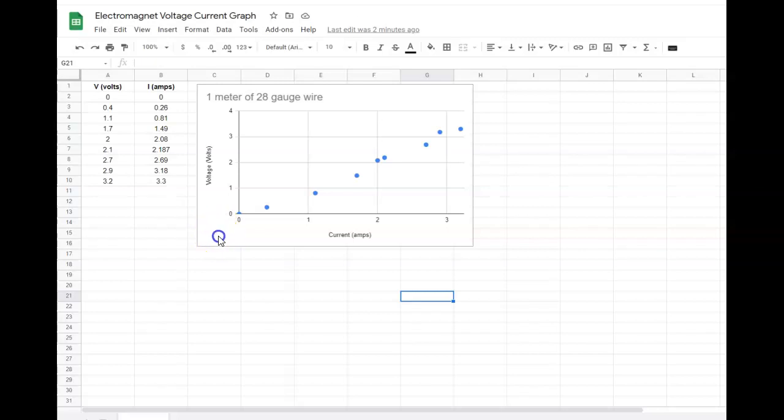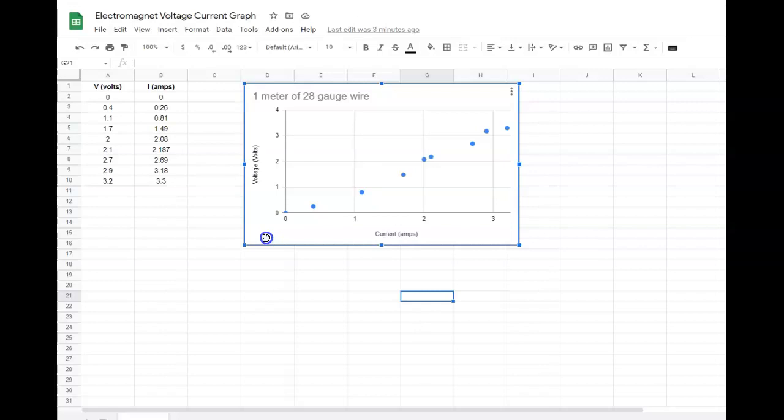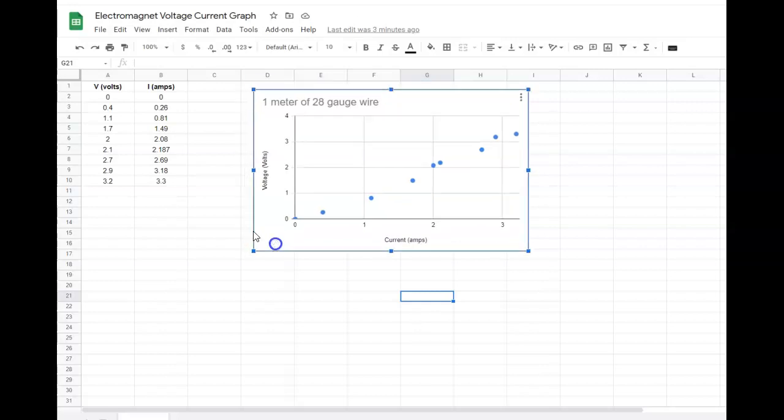Once you finish your graph, we can go on to the next assignment. And here you're going to find the power in your electrical system. From our reading, we know that power is equal to voltage times current, and that's measured in watts. So we can use a spreadsheet to do the calculation for us.